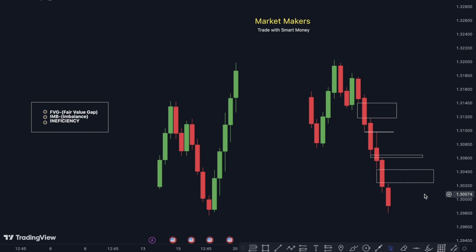So I hope you understand the high of the first candle and low of the third candle in a bullish trend. The gap between those two is called imbalance or fair value gap, and the low of the first candle and high of the third candle in a bearish trend, that is the fair value gap, which is also called an inefficiency or imbalance. So the probability of the reversal, the pullback, will be high over here.